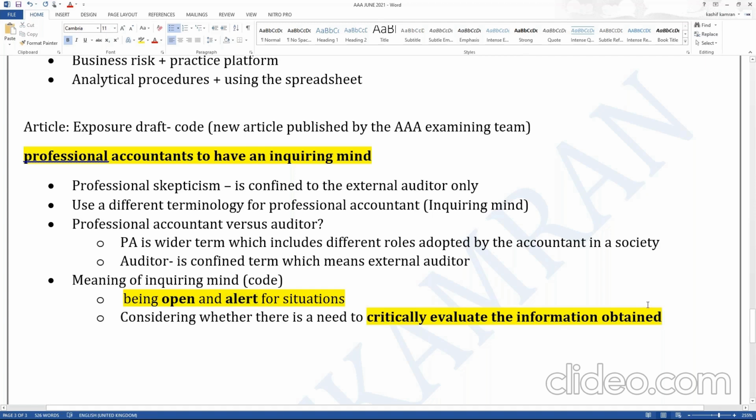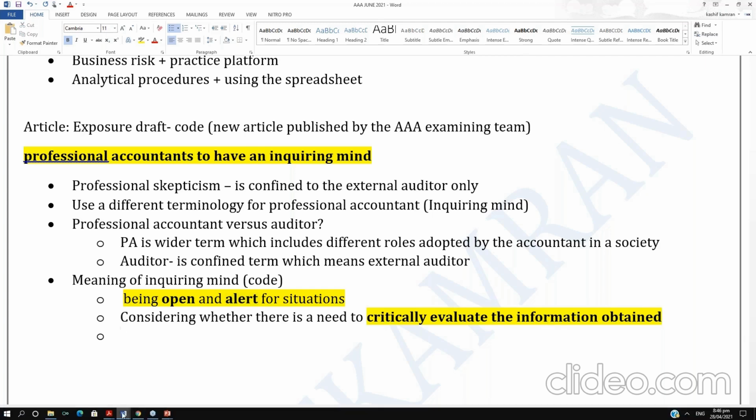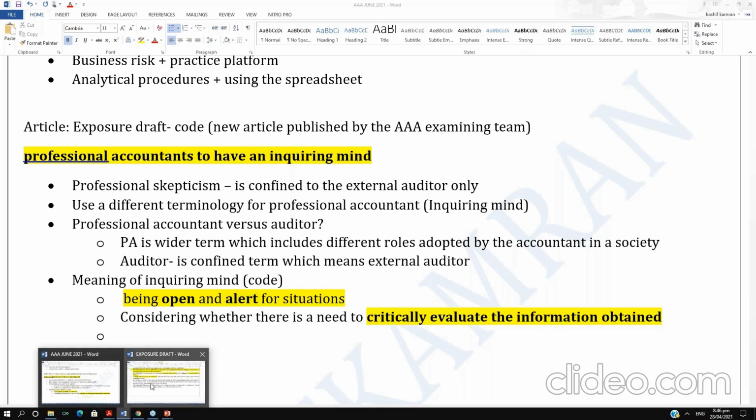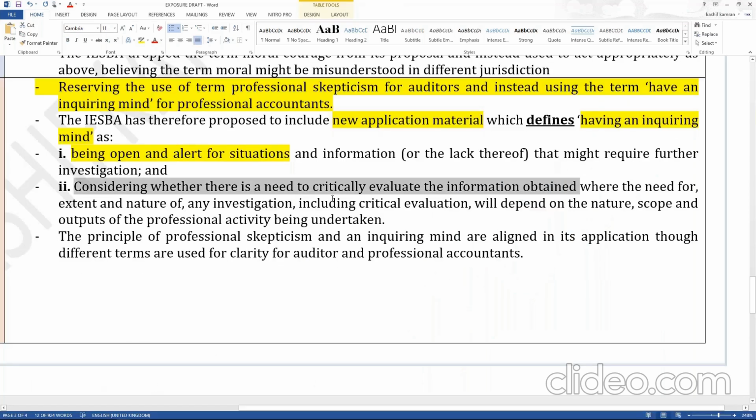But what if the examiner asks you the meaning of inquiring mind for 2 marks or 3 marks in the exam paper? You should know it, right? Okay, the last thing. The definition is now over. The definition just consists of 1 and 2.